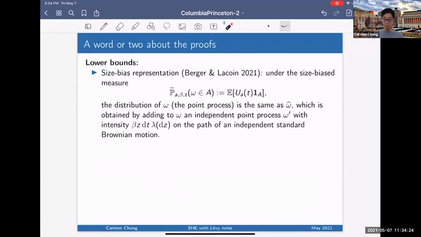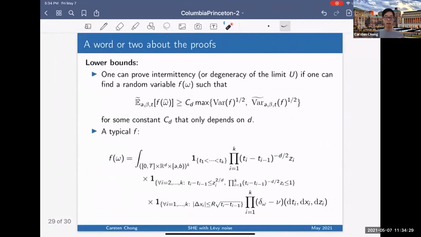Okay, for the lower bounds, I think I don't have so much time left, so let me just say this, okay? It's not written here. The main idea behind the lower bounds is you need to find a functional f, okay, such that its expectation is relatively constant. But if you add specific points to the Poisson point process that you already have, the expectation becomes much, much larger than it was before. So that's roughly the idea.